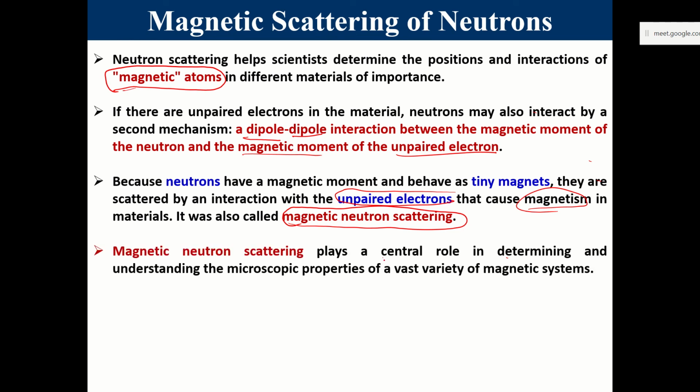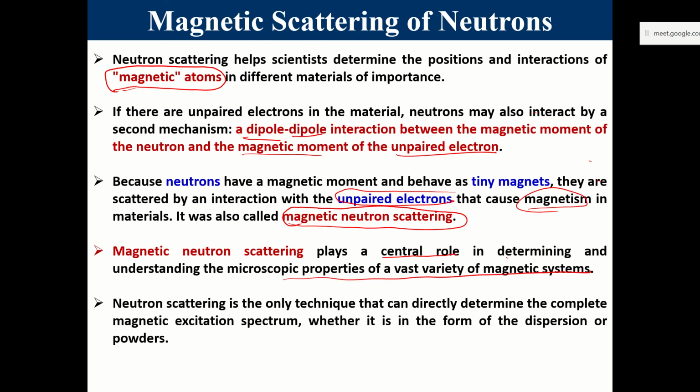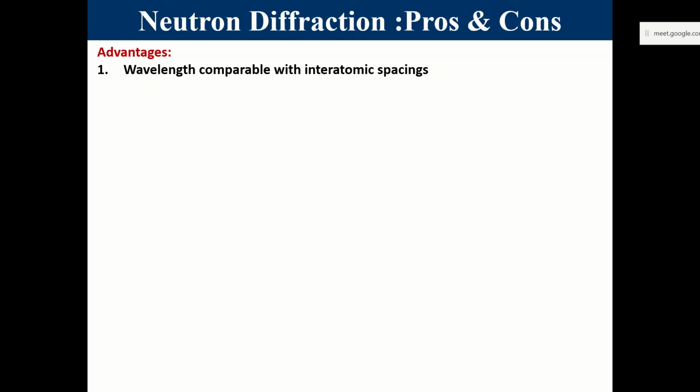So it plays a key role in determining the microscopic properties of various magnetic systems. It is the only technique, remember, which can give you a complete magnetic excitation spectrum, whether the samples are in dispersion form or in powdered form. In any form you have samples, you can get this idea about the magnetic excitations very well.